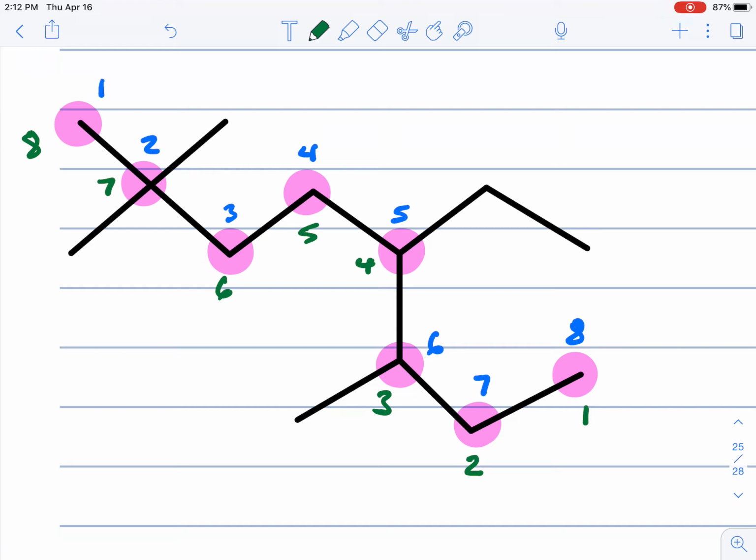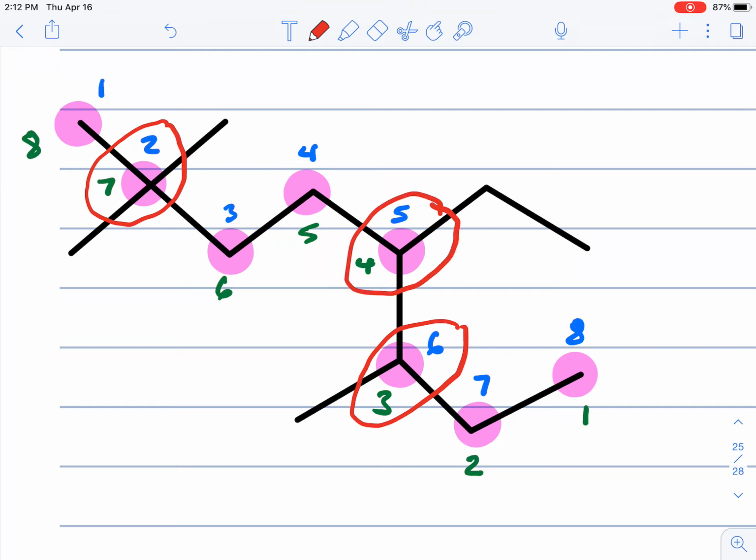All right, so now that I've numbered my carbons left to right, right to left, I'm going to see which path will give me the lowest value for my substituent. So I'm going to compare a couple points here. My substituent is found on 2 and 7. I have no substituent on the next 2 carbons, and then there's a branching point. It looks like I have a substituent on 3 and 6. And I have a substituent on 4 and 5, 5 and 4.